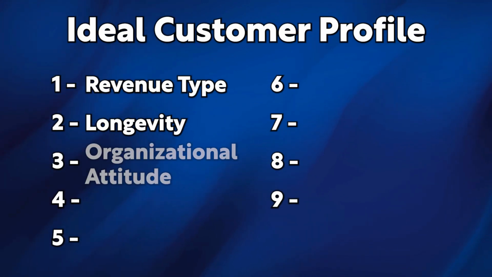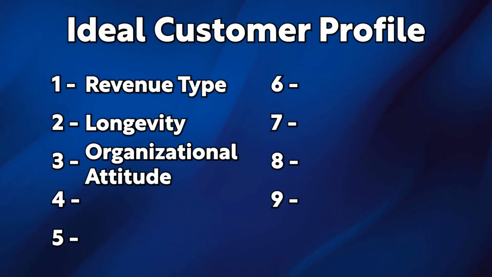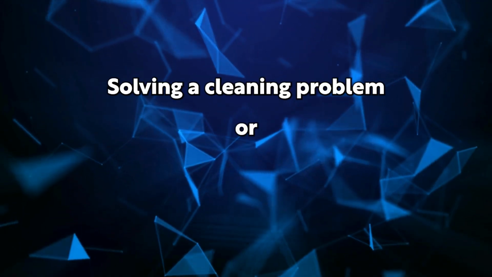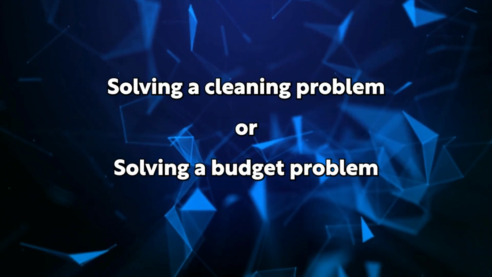Number 3 is organizational attitude. When you're talking with them or when you're targeting which types of facilities to go after, do you want to go for facilities that have an attitude about solving a cleaning problem? Or do you want to target facilities that are looking at solving a budget problem? Those are the 2 categories that I usually put facilities in when it comes to when they're calling us or reaching out, or we're reaching out to them in our marketing.